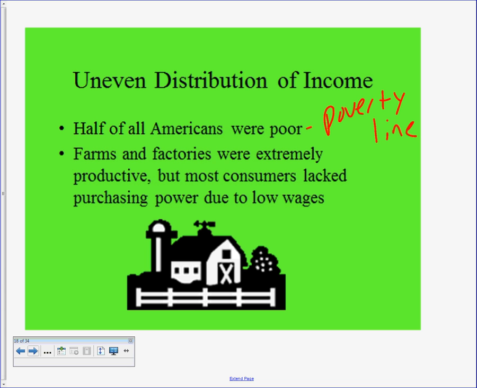As we said before, the farms were very productive. They could make a lot of things, but people did not have the purchasing power. The wages were so low that they couldn't buy these things that were being produced. So it almost worked against us to be so productive with our machinery.